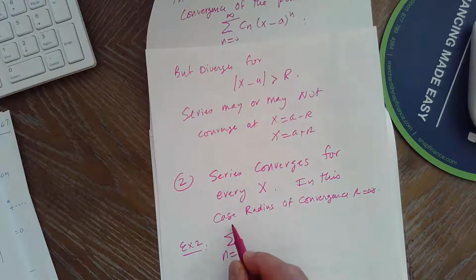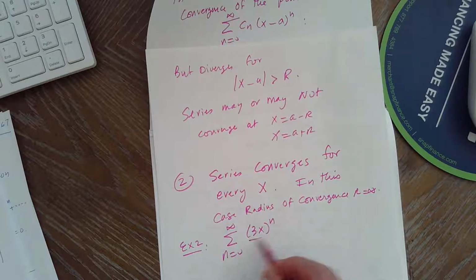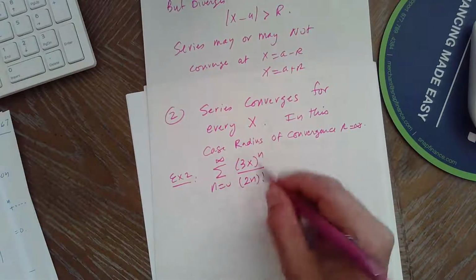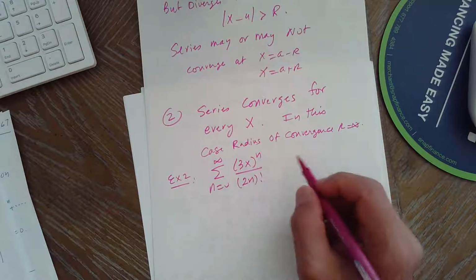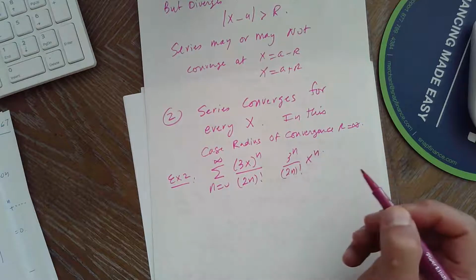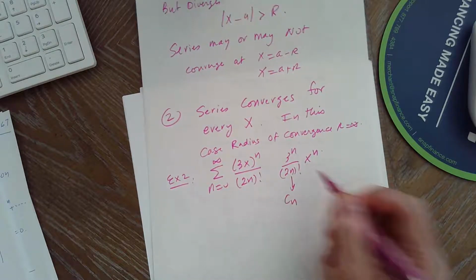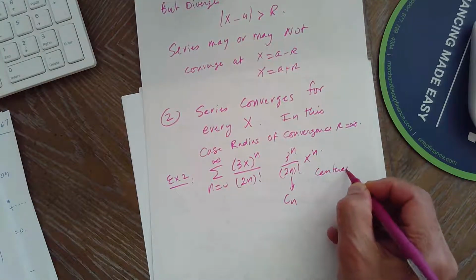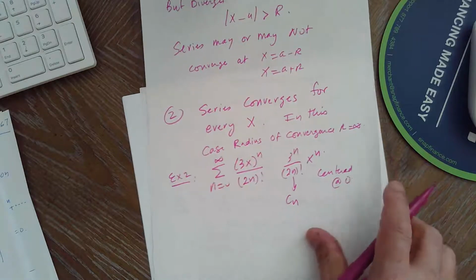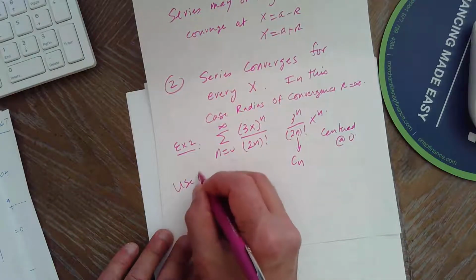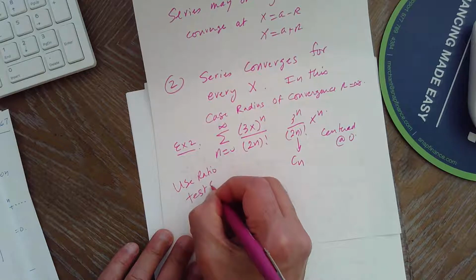Sigma n equals 0 to infinity (3x)^n over (2n) factorial. This is a power series because we can write this as 3^n over (2n) factorial times x^n. Okay, so this is Cn x^n. So this is a power series centered at 0. And to see if it converges, for series, we always use the ratio test. Okay, use ratio test for power series.